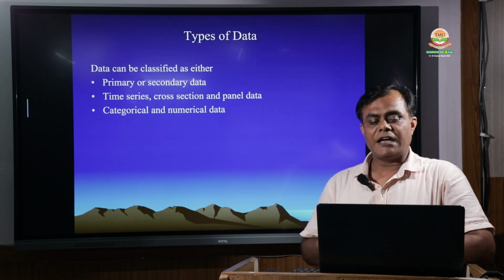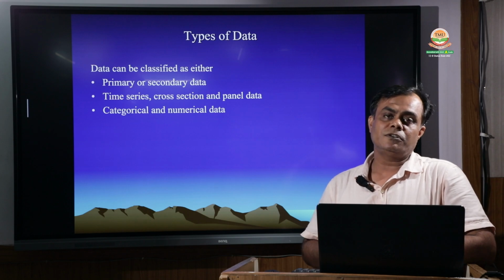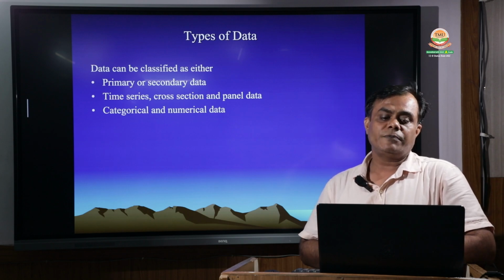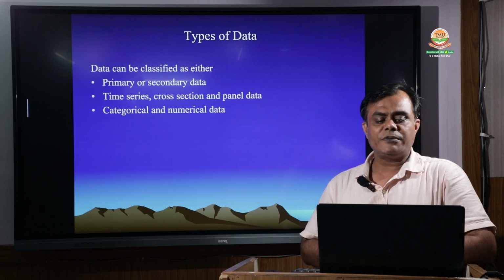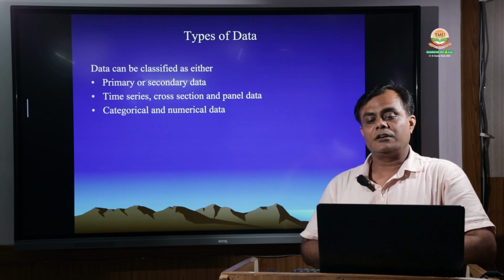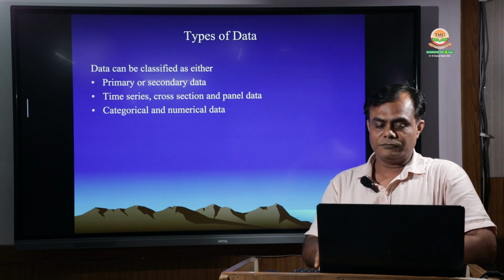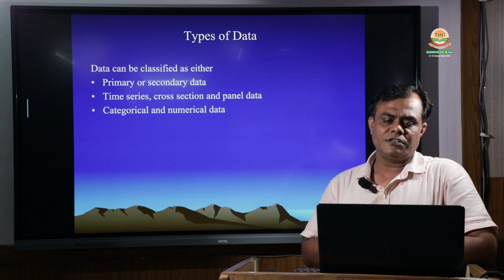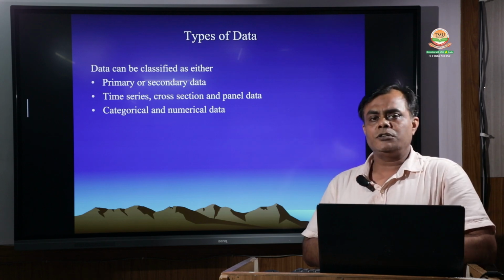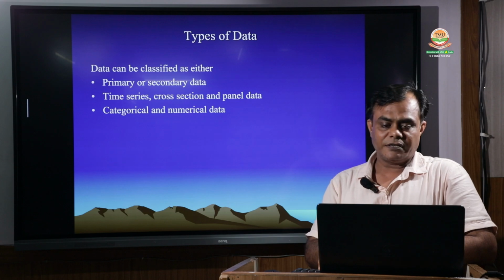Next is the type of data. We already went through this; there are certain types of data. One type is primary and secondary data. The second type is time series data, cross-sectional data, or panel data, and the third type is categorical and numerical data. Generally we divide data into these categories. You have to go through this and build a better understanding regarding the types of data, so there is no confusion about any type of data.